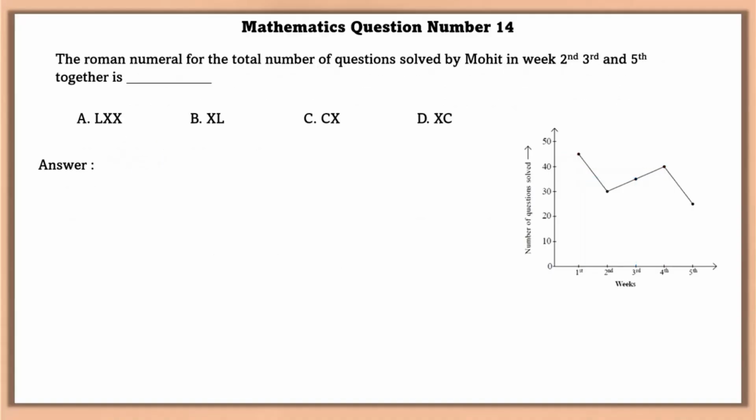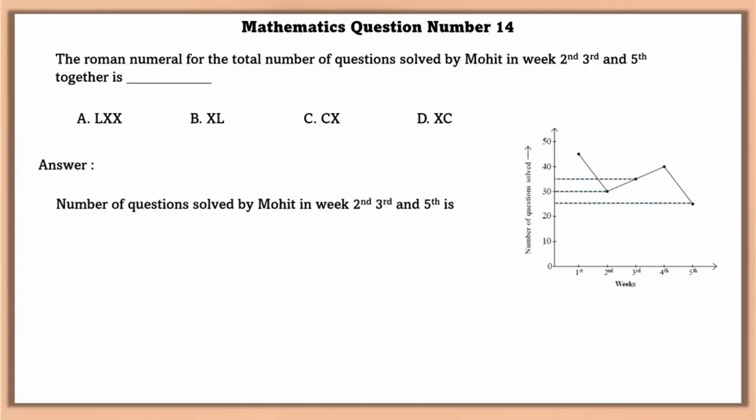The Roman numeral for the total number of questions solved by Mohit in week 2nd, 3rd and 5th together is. Number of questions solved by Mohit in the 2nd, 3rd and 5th week is 90, and in Roman numerals, XC.